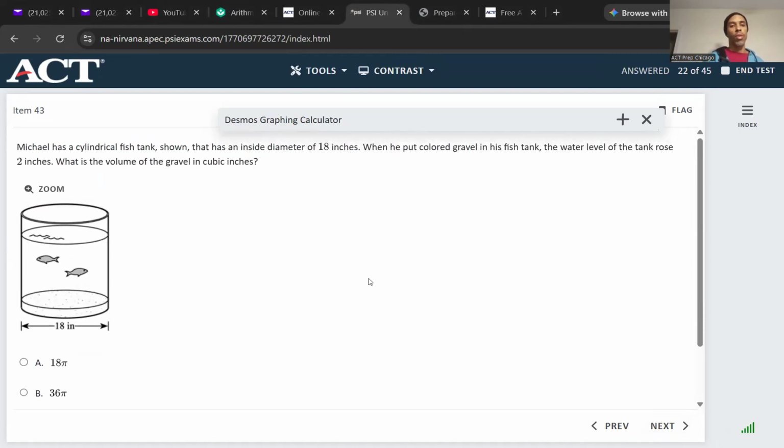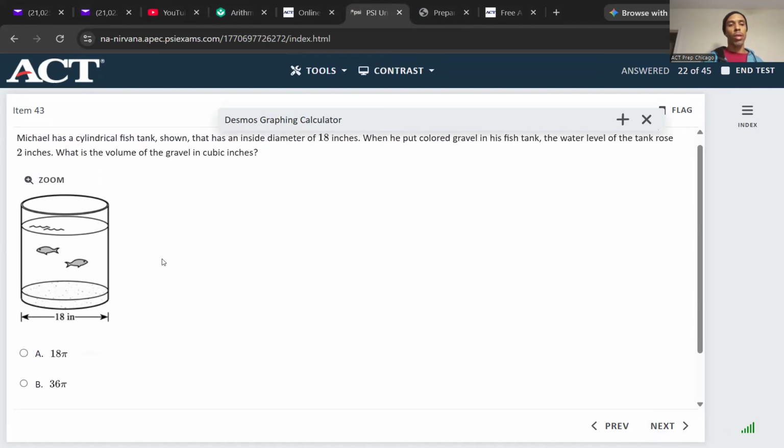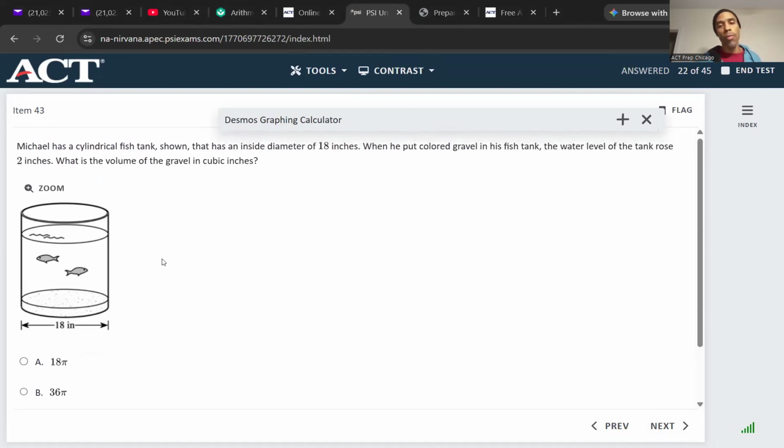Michael has a cylindrical fish tank shown that has an inside diameter of 18 inches. When he put colored gravel in his fish tank, the water level of the tank rose 2 inches. What's the volume of the gravel in cubic inches? If the water level rose 2 inches when he put the gravel in, we assume that the height of the gravel is 2. And we want the volume of the gravel, and the gravel is actually a cylinder.